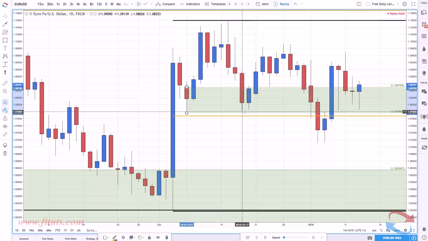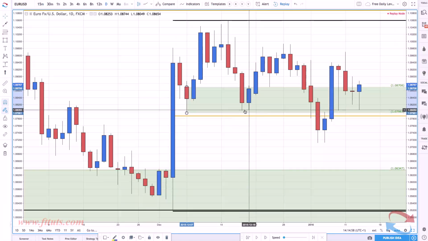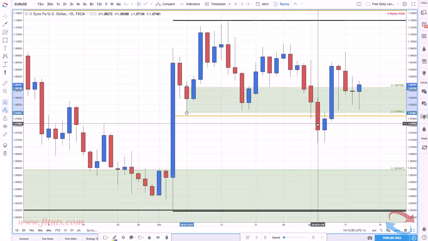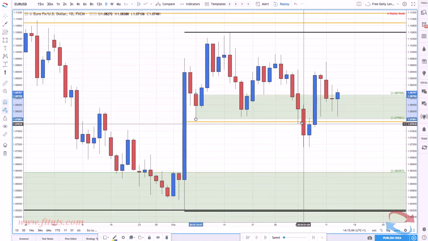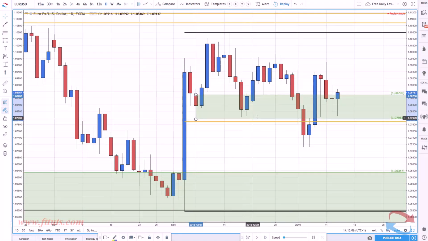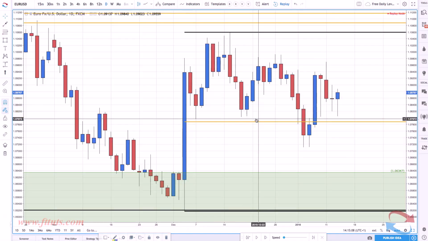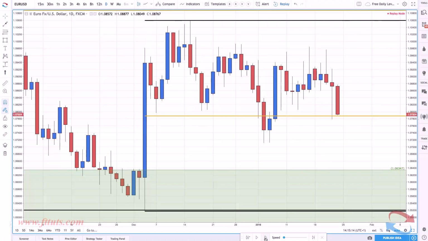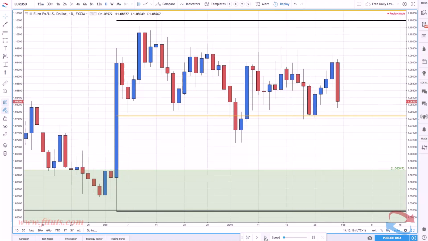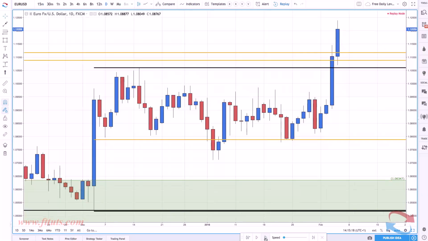Prices do come down into this area here. Know that you're basically buying just above fair value. And prices do react. Prices react again, and then we take out this demand zone here. So moving forward, prices are still contained within this range here. We haven't created any new demand at the moment until we create a new high.